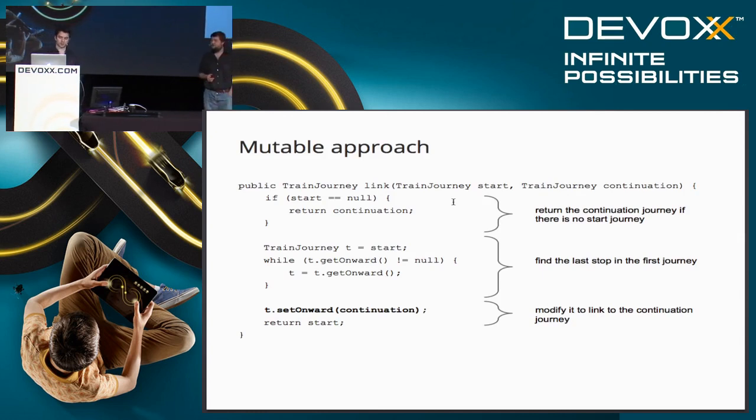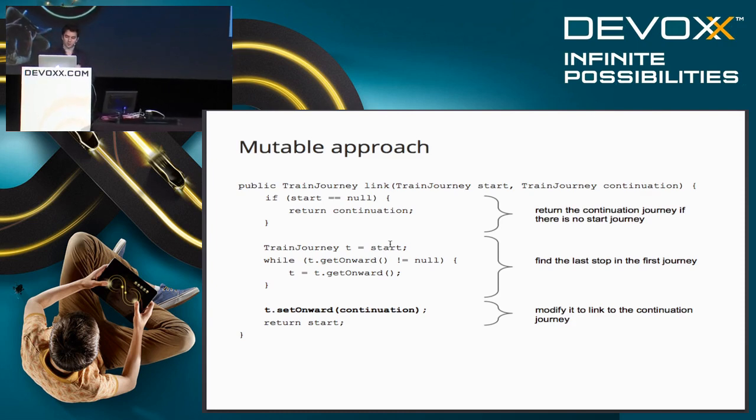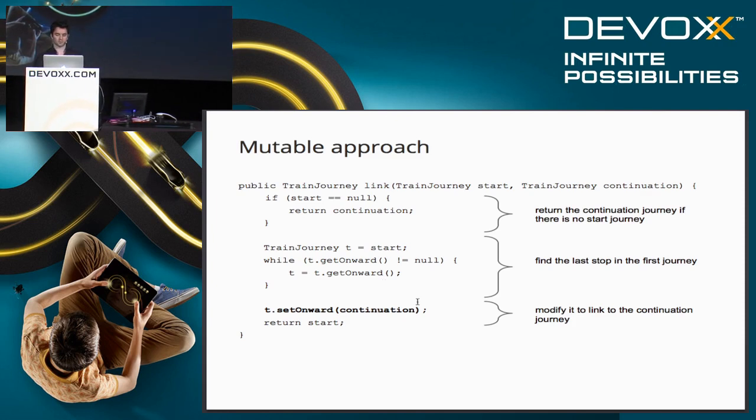Well, let's look at how we can implement this mutable approach in code. This code shows that. We've got a starting train journey, we've got a continuation train journey. If it's null, we return the continuation directly. But what's interesting here, the piece of meat really, is the code in the middle. This loops until we find the end of the journey, which we'll know because it ends with null. Once we reach that, then we can set the onward journey to be the continuation journey. So, quite straightforward code.